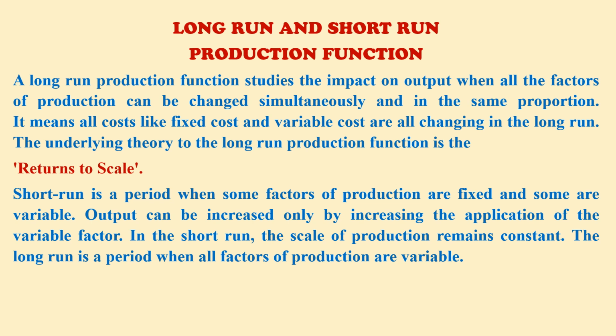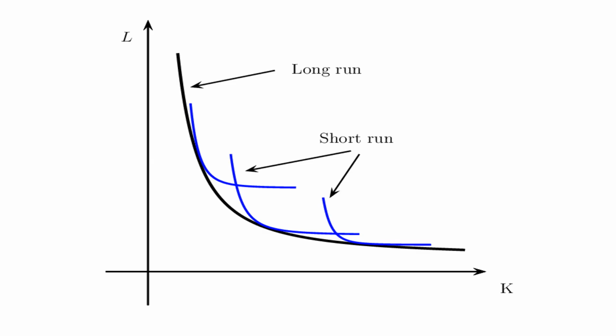Short run is a period when some factors of production are fixed and some are variable. Output can be increased only by increasing the application of the variable factor. In the short run, the scale of production remains constant. The long run is a period when all factors of production are variable. The diagram clearly shows the long run and short run cost in terms of labor and capital.